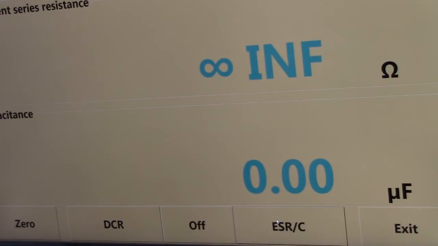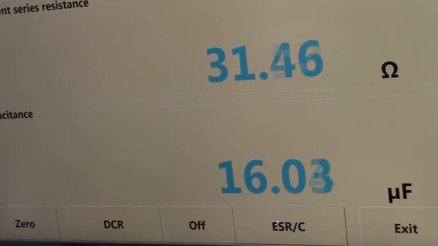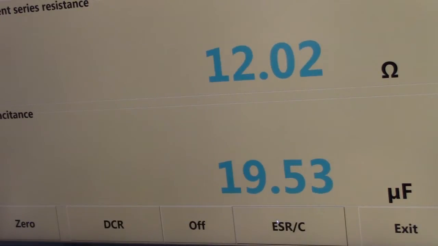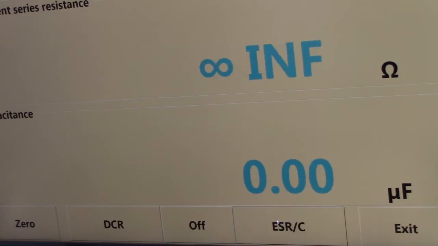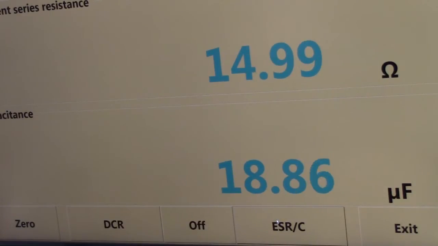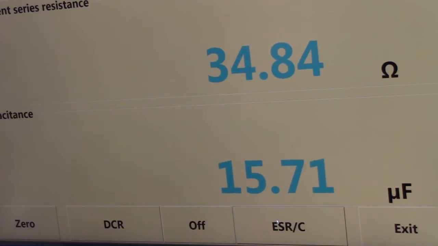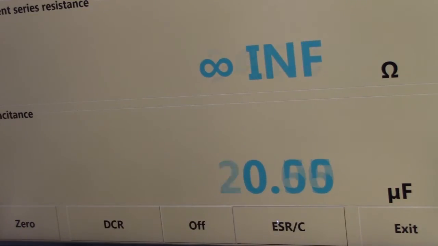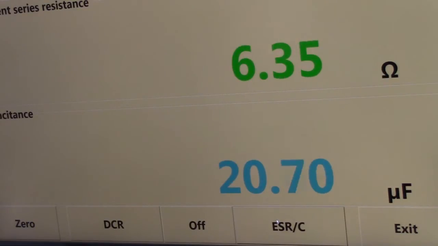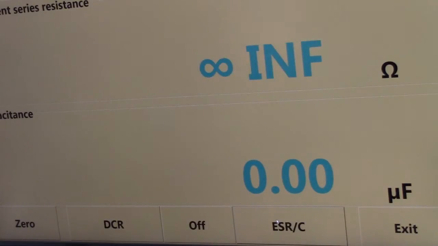So let's test this one. And we've got 30 ohms and 16 microfarads, 12 ohms and 19 microfarads, 15 ohms, oh, I'm heating it up, 14 ohms and 18 microfarads. Well, we're getting into high-end territory. 35 ohms and 15 microfarads. And finally, whoa, 6 ohms and 20 microfarads. Wow, that one's almost brand spanking new. It's a bit of a miracle these units work at all. I mean, you might as well not have a cap in the circuit.